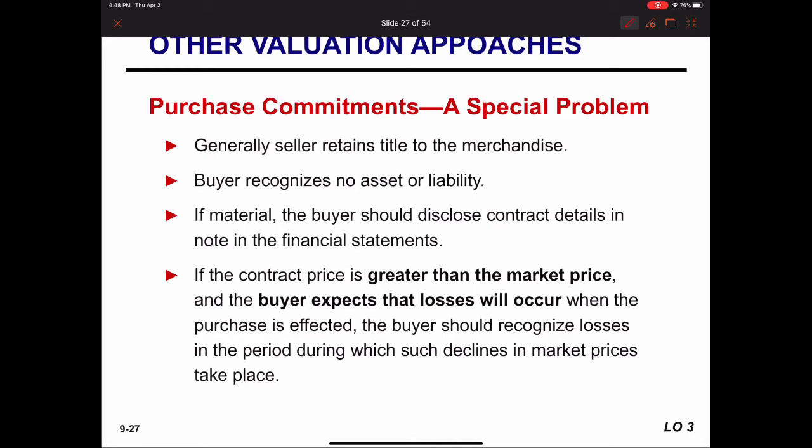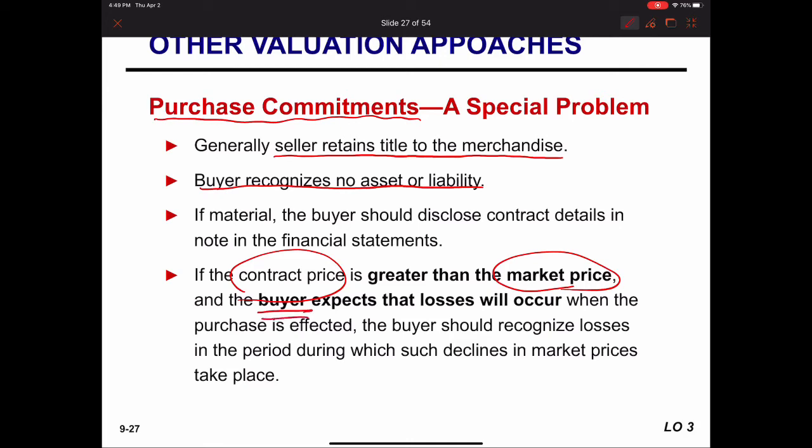The next one is purchase commitment. It is a commitment. It is not a real purchase. So the seller still retains the title or ownership of the merchandise. The buyer does not recognize any asset or liabilities. But as long as the contract is effective, if there is a difference between the contract price and the market price, the buyer should recognize the unrealized holding gains or losses depending on that difference.